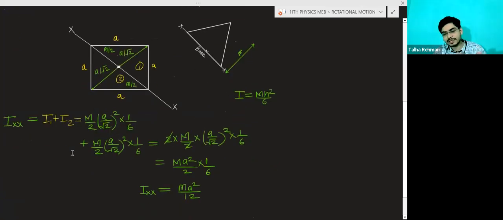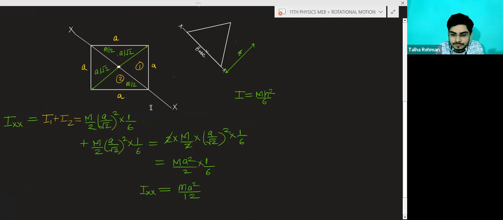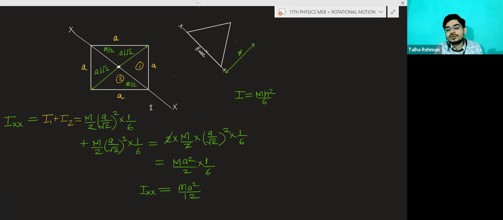Accordingly, we will add the moment of inertia, and we will get this answer. Now we will discuss the perpendicular axis theorem. This is the theorem used to calculate the moment of inertia about one axis if we know the moment of inertia about two other axes. But there are certain conditions to be followed.